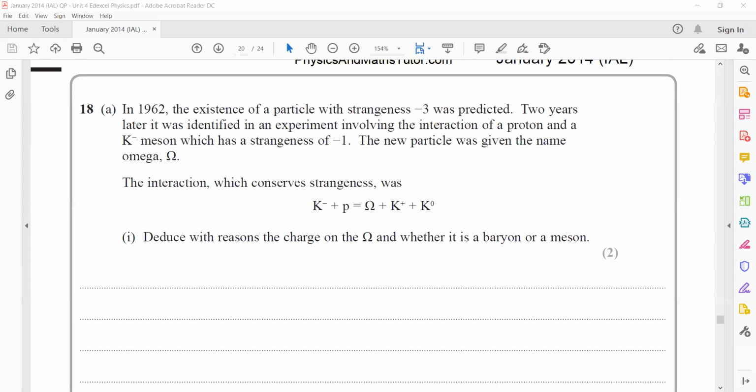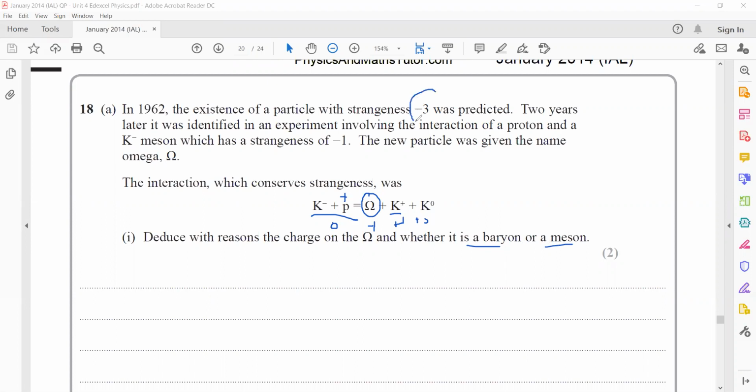So first, for conservation of the charge, how can we do a conservation of the charge? As you can see, this is negative, proton is positive, so the net charge on the left hand side is 0. K positive is there, K neutral is there. So what should be the charge of omega? It should be -1.